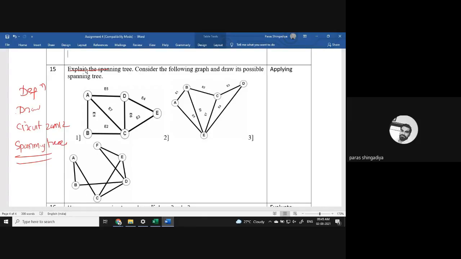The definition of spanning tree: it is a connected graph T, which is a subgraph of the graph G, and T contains all the vertices of that graph. Is it clear?